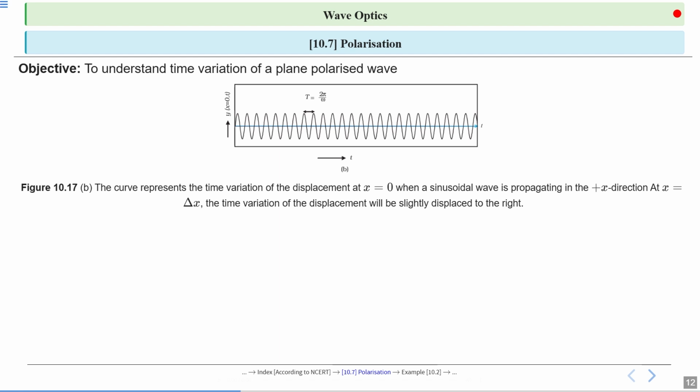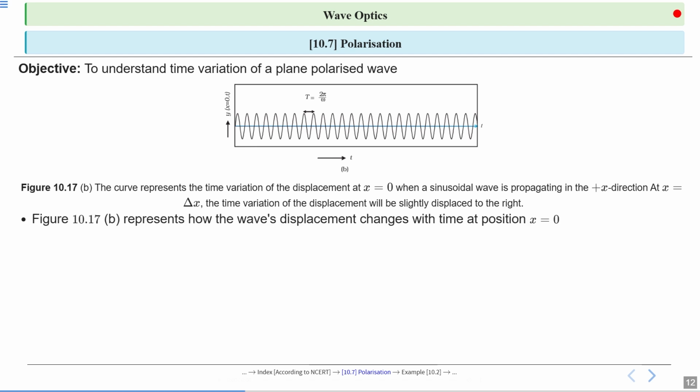Take a look at the image which shows a sinusoidal wave moving in the positive x direction. Notice how the curve represents the wave's displacement at x equal to 0. So let's focus on figure 10.17b. This figure illustrates how the wave's displacement changes over time at position x equals 0. Imagine this as a snapshot of the wave at a specific point. It's important to understand that this displacement is a key characteristic of wave motion, showing us how energy is transferred through the medium.